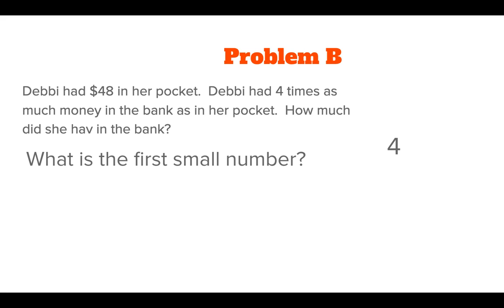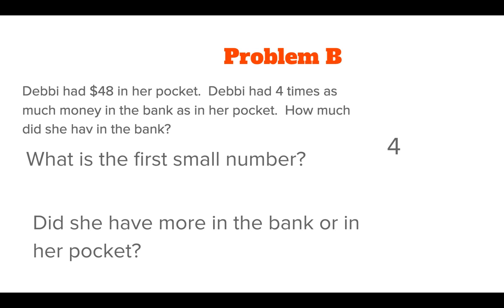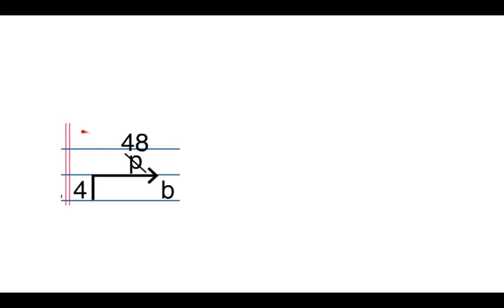Does she have more in her bank or more in her pocket? More in the bank or more in the pocket? She had more in the bank. That's right, in the big old bank. She keeps her money safe there. So we have our first small number is 4, and we're going to multiply that by P, and that's going to tell us B, right?